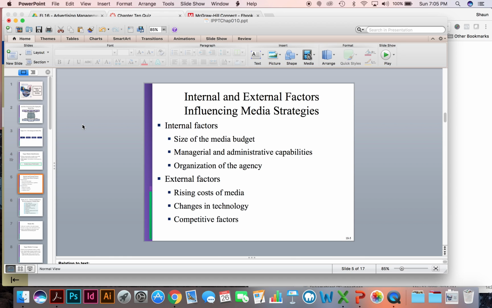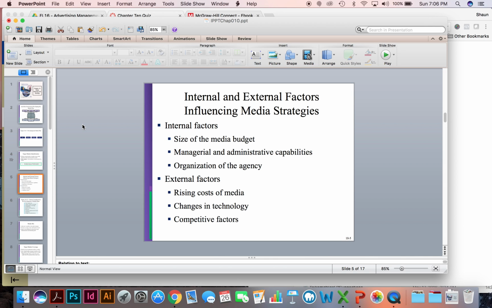Some external factors that could affect your strategy are the rising cost of media. With TV becoming so fragmented with Hulu and Netflix and cable and all these external choices, you would think that the cost of ads would go down. However, the opposite has happened. TV ads have gone up. Changes in technology has opened different channels for consumers. Social media advertising, in fact, is one of the most profitable ways to advertise your business.